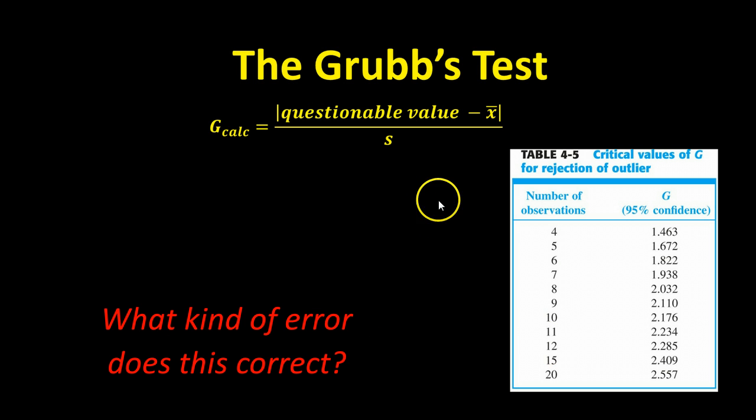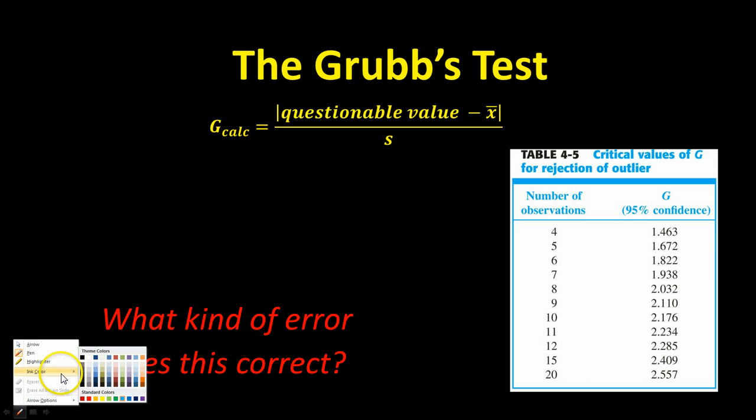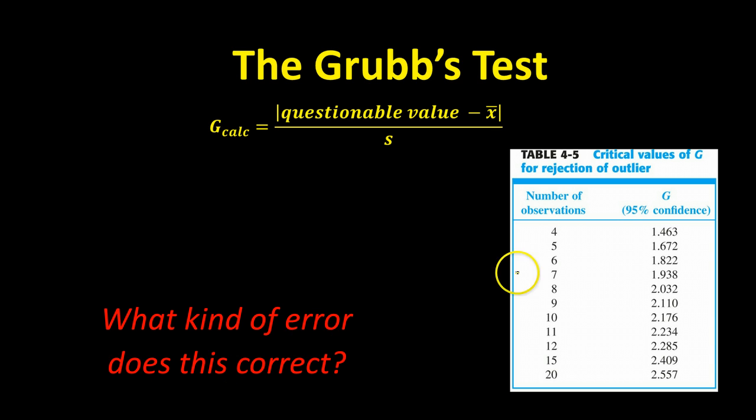The Grubb's test, again from section 4.6 in your book, is just this really simple calculation where you have your questionable value. In this case, your questionable value would be this guy out here. You take the absolute difference between that and the mean, divided by the standard deviation. You get this thing called G-calc. Just like what we've been seeing with the t-test, this is a statistical test, and so there's a table that you compare it against.